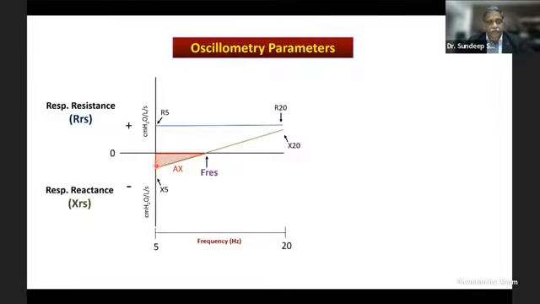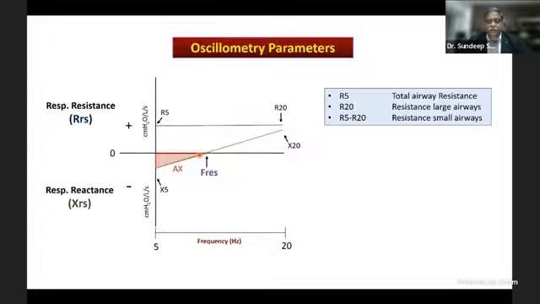The triangular portion that we get from 5 hertz to the resonant frequency is called the area of reactance, or AX. So these are the parameters that you need to understand in oscillometry. For spirometry, we have FEV1, FVC, peak flow, and the FEF 25 to 75. In oscillometry, we have R5, R20, the difference between R5 and R20, then X5, the resonant frequency, and the area of reactance. As simple as that.